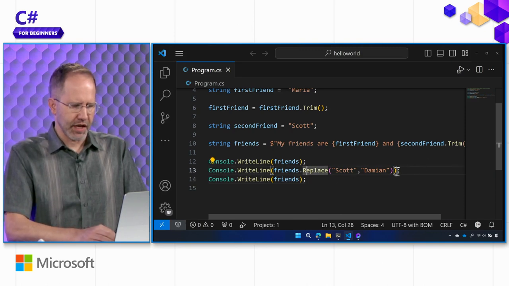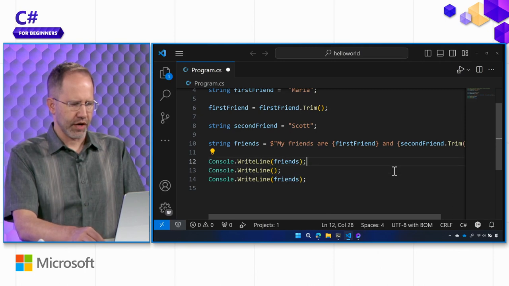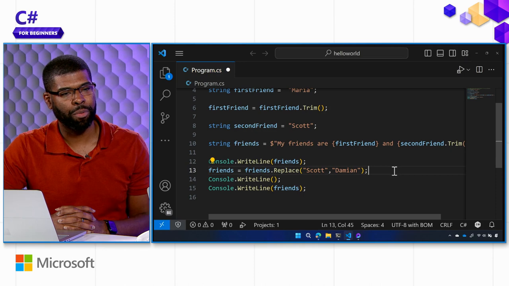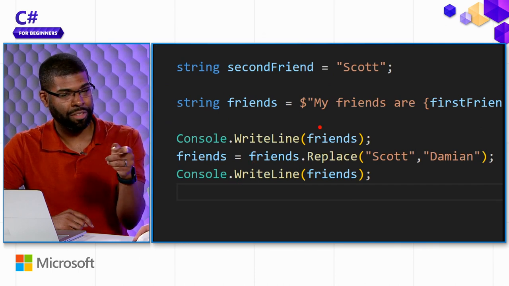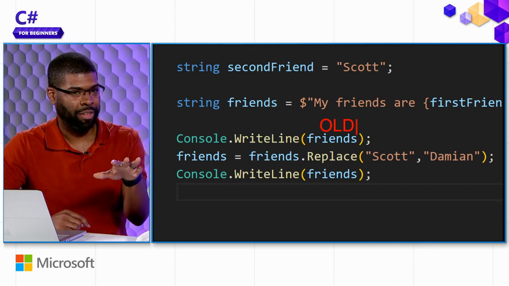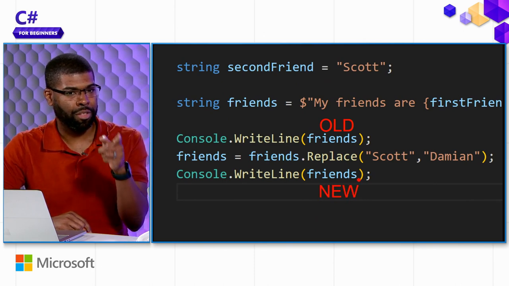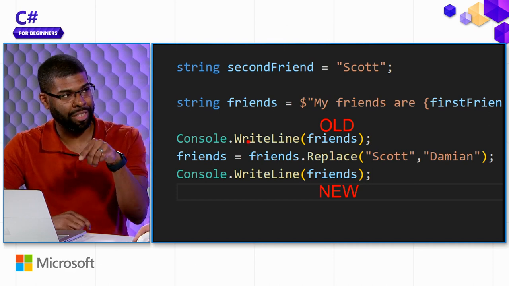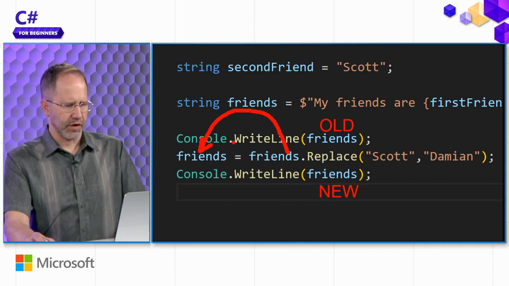But what if I said instead, let's take this little chunk of code here, and just like I did before, say friends equals friends.replace. So now you've chosen to mutate the value of that variable, right? If you were to print this, in theory, it should have the new sentence with Scott replaced by Damien in that friends variable, because you've explicitly assigned friends to the new string. So that's fresh. Yep. All right, let's give that a try.